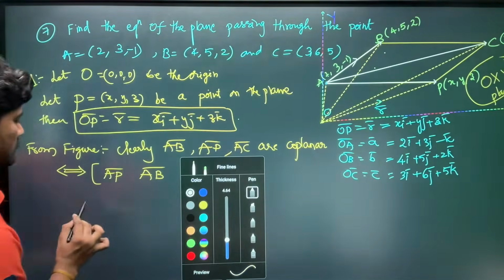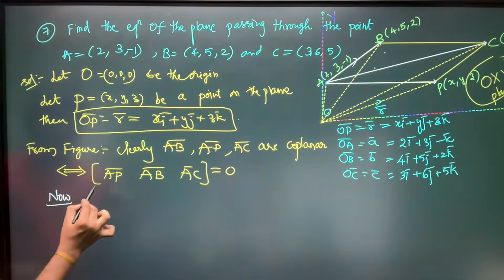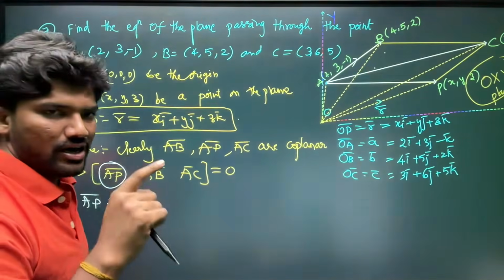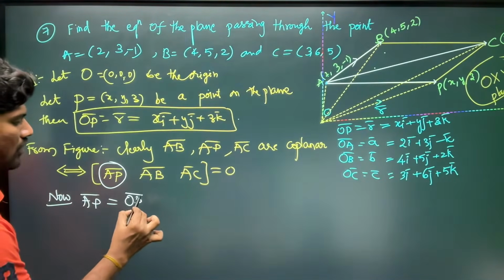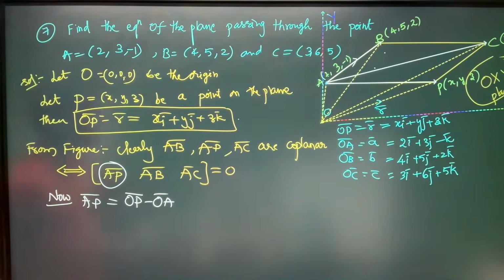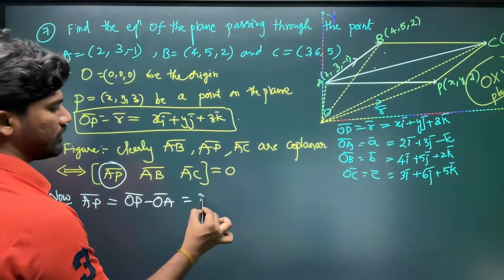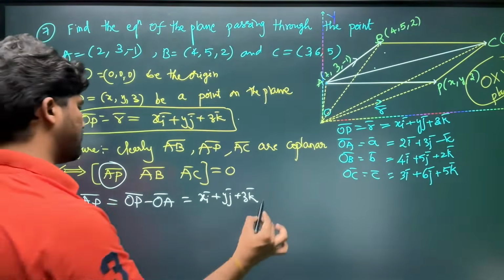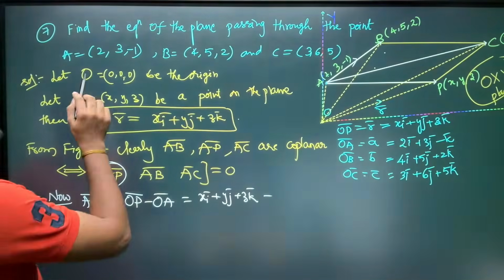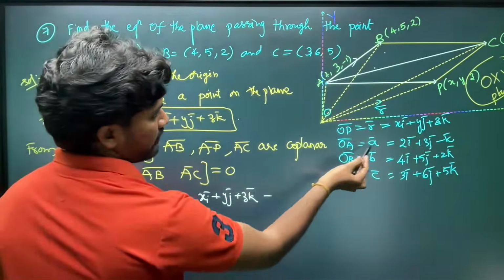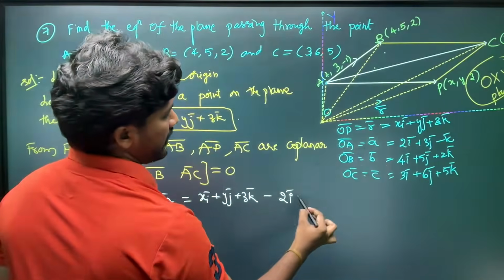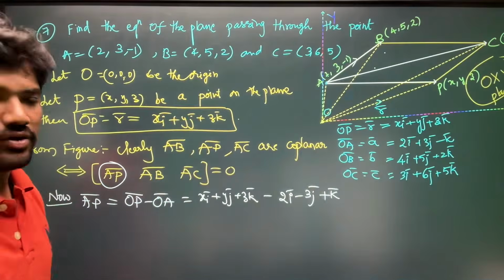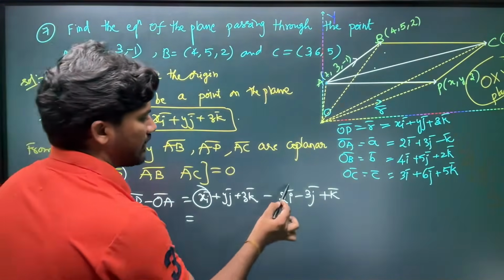Now we have to find individually what AP bar is. According to the property, AP bar equals OP bar minus OA bar. Substitute the OP bar value: x i bar plus y j bar plus z k bar minus OA bar, which is 2i bar minus 3j bar plus k bar. Directly multiplying with the minus sign, we get x i bar minus 2i bar.